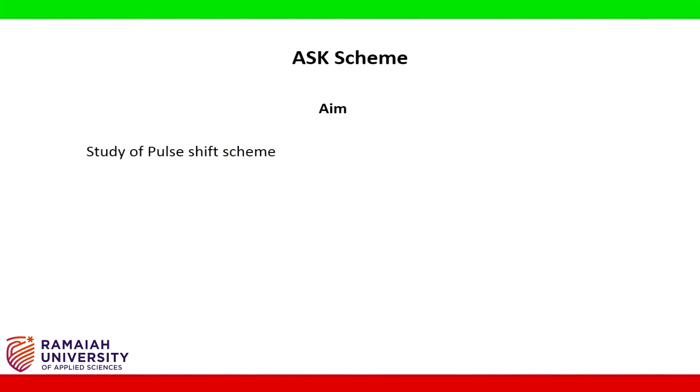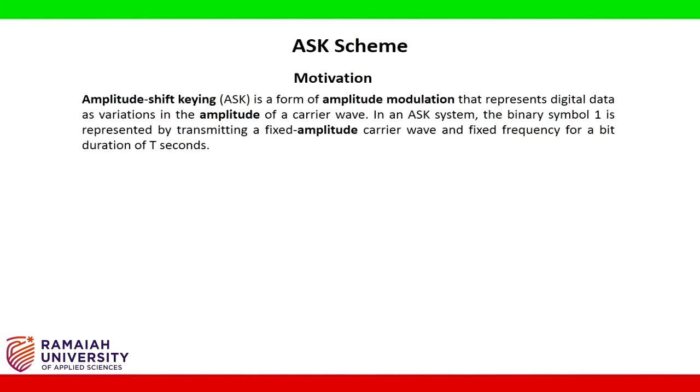The aim of the experiment is study of amplitude shift keying scheme. Amplitude shift keying, ASK, is a form of amplitude modulation that represents digital data as variations in the amplitude of a carrier wave. In an ASK system, the binary symbol 1 is represented by transmitting a fixed amplitude carrier wave and fixed frequency for a bit duration of T seconds.